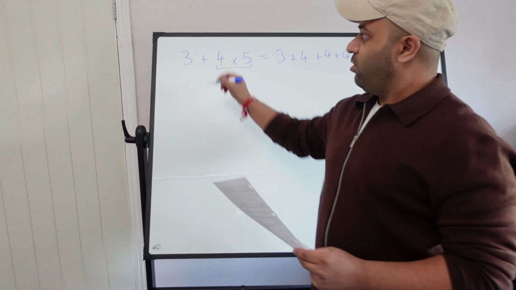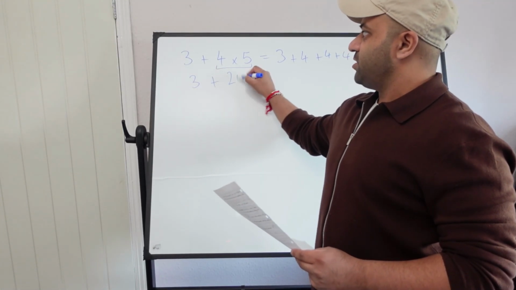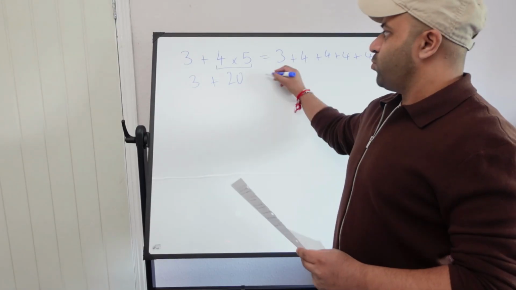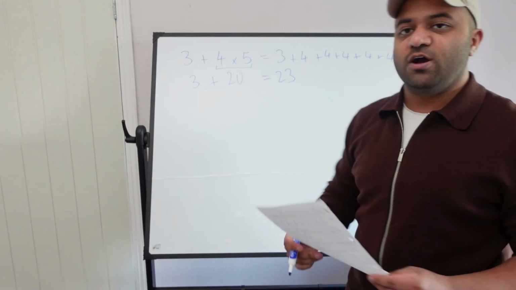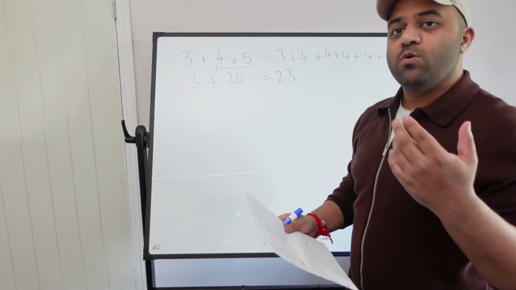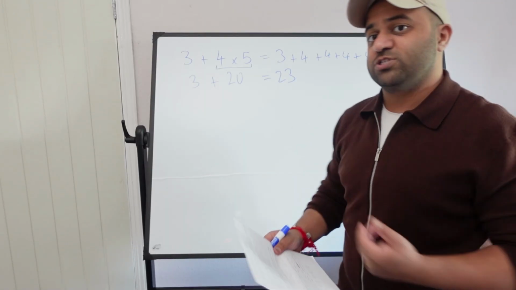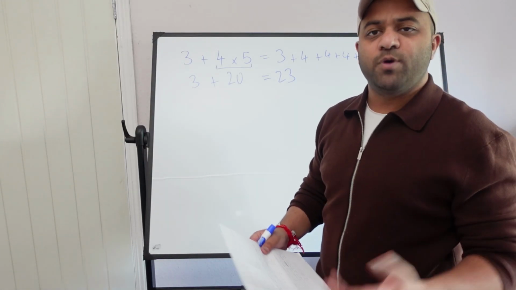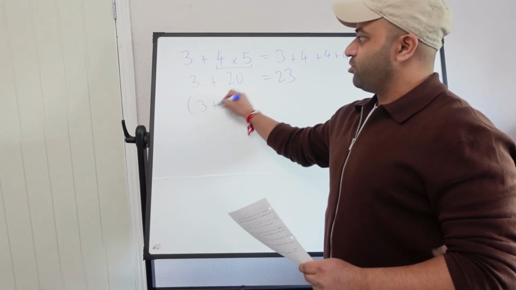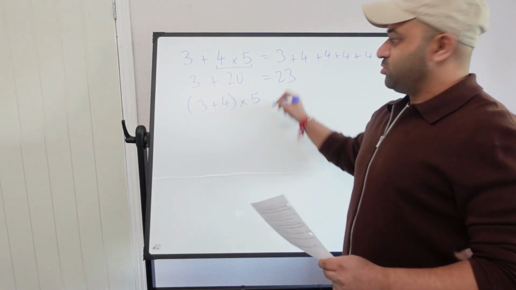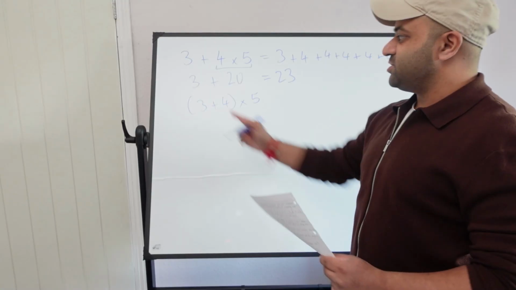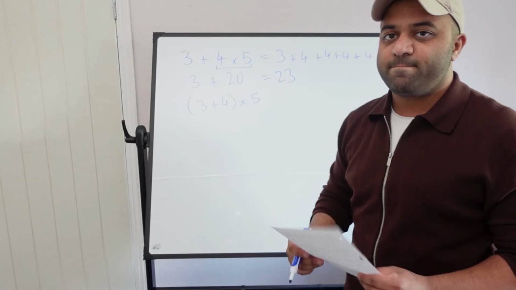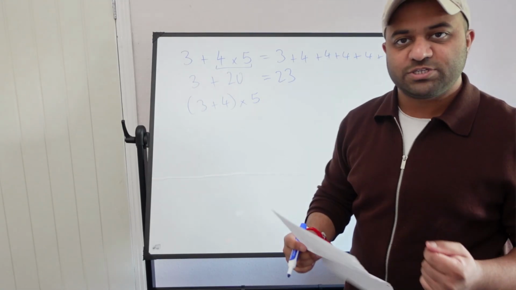So therefore, if we were to prioritize the multiplication first, we'll get the correct result of 23. If we wanted to do the 3 plus the 4 first, before the multiplication by 5, we would have to put brackets around the 3 plus 4, which would give us a different result, 7 multiplied by 5. Let's take a look at another example.